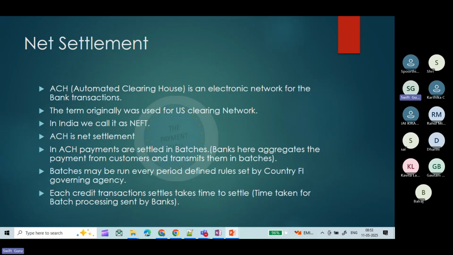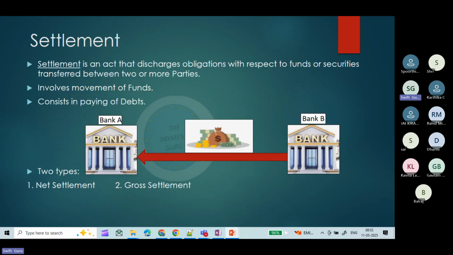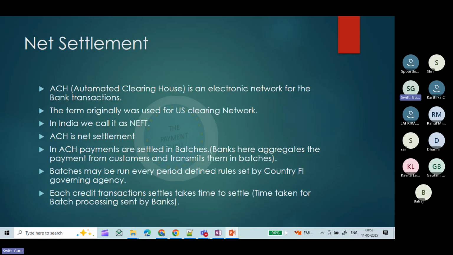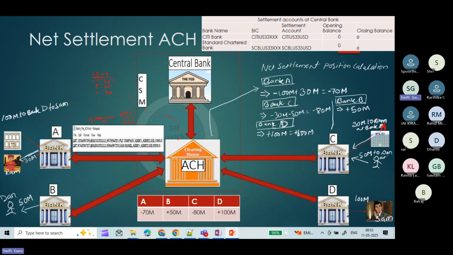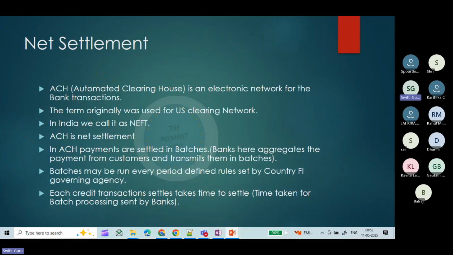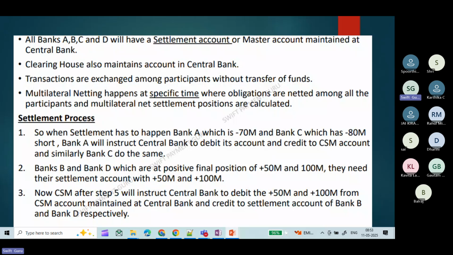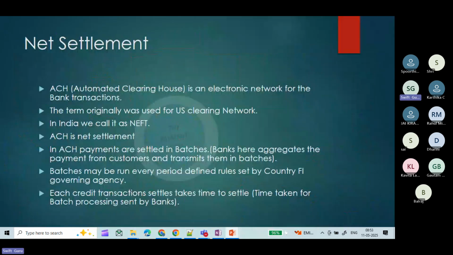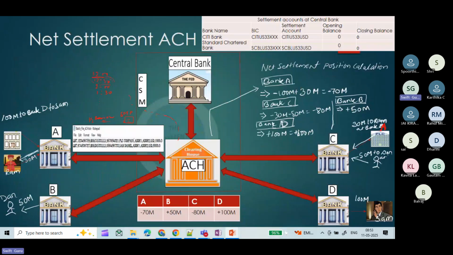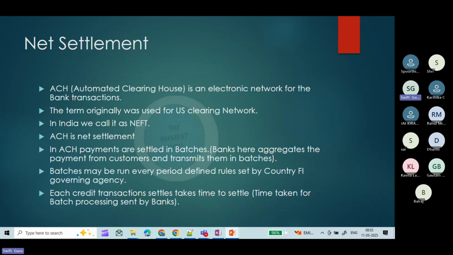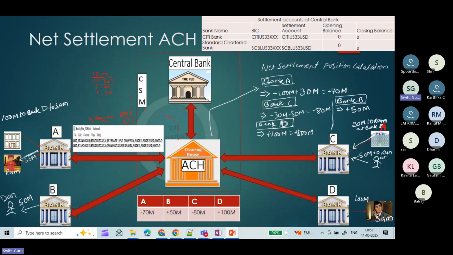All right. Let's come back. Net settlement, I was telling you, right? There are two types of settlement methods. One is net settlement, and another type of the settlement method is gross settlement. Net settlement is also called automated clearing house, which is an electronic network for bank transactions. Take an example of NEFT in India. So this is basically how it functions. At a high level, I'll quickly explain it to you.